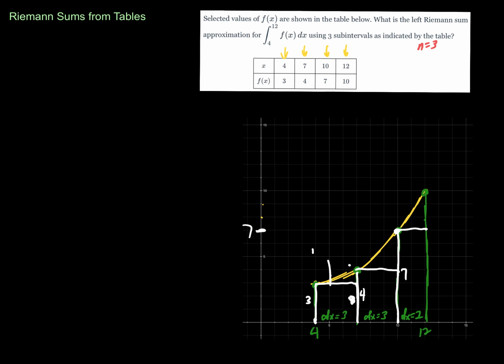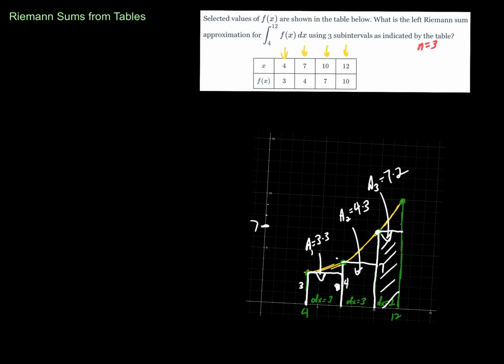So the area of the first triangle is going to be what? 3 times 3. And the area of the second one, that would equal 4 times 3. And then the area for this last one right here is going to be 7 times 2, right? Base times height there. Okay. Here's how I would write it up a little more formally.